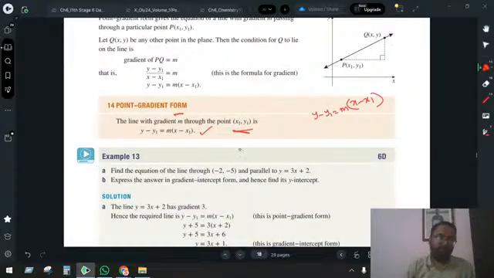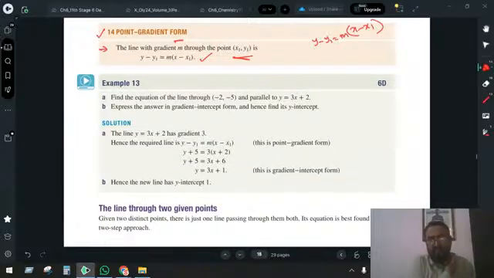Please read this formula once. y minus y1 is equal to m times (x minus x1), where m is the gradient of the line and the point (x1, y1) is the point. Now, what is the question asking? Can you read question 13A? Find the equation of the line through (-2, -5) and parallel to y = 3x + 2. The point has been given, and the line is parallel to this, which means two parallel lines have the same slope.